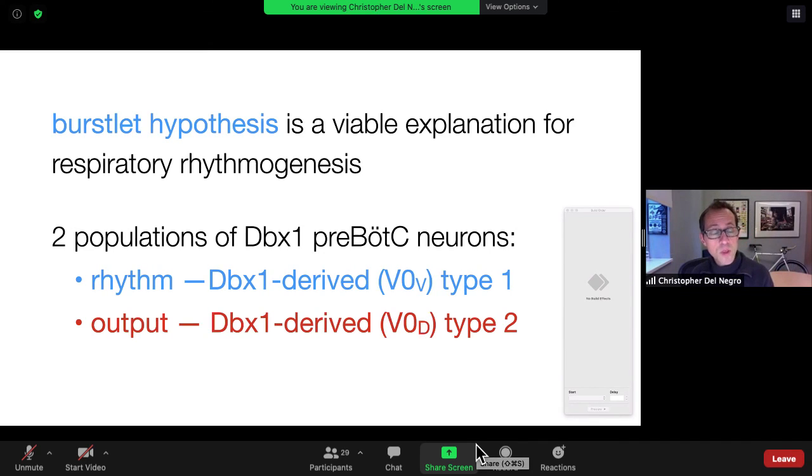So the take-home message for rhythmogenesis is that the burstlet hypothesis is a viable explanation for respiratory rhythmogenesis, and not other explanations that might involve pacemaker neurons or synaptic inhibition. In fact, the burstlet hypothesis is the viable explanation. And there appear to be two populations of neurons in the pre-Bötzinger complex, one which is concerned with rhythm generation, and that electrophysiological phenotype is type 1. And the second, which is involved in output, is probably type 2, and these may be genetically related to V0B and V0D neurons. That remains to be investigated.